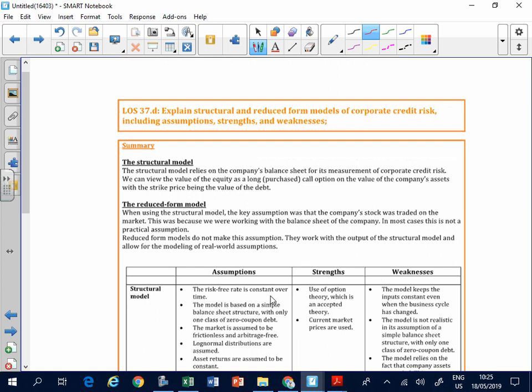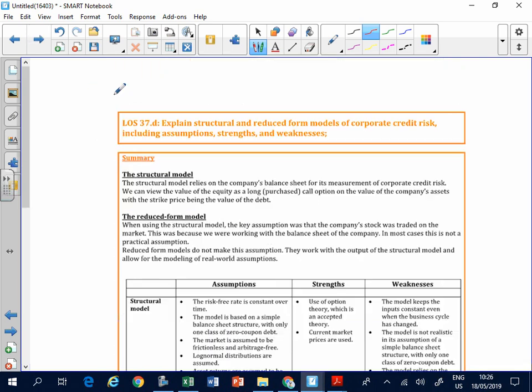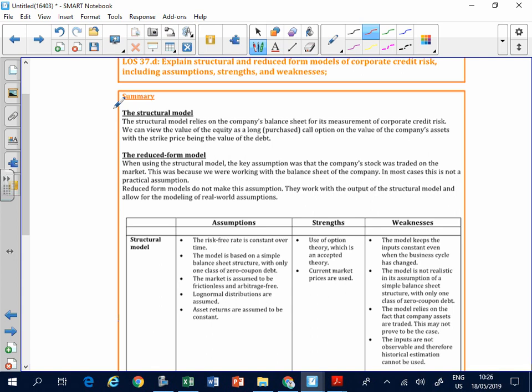Okay, so any questions on that? That's straightforward, yeah? Yeah, exactly. It's a percentage price change. So now that I move from this rating to this rating, I expect a 6.4% return increase in my bond position. Correct. Okay. Now, that probability of default, how do I determine what the probability of default is?